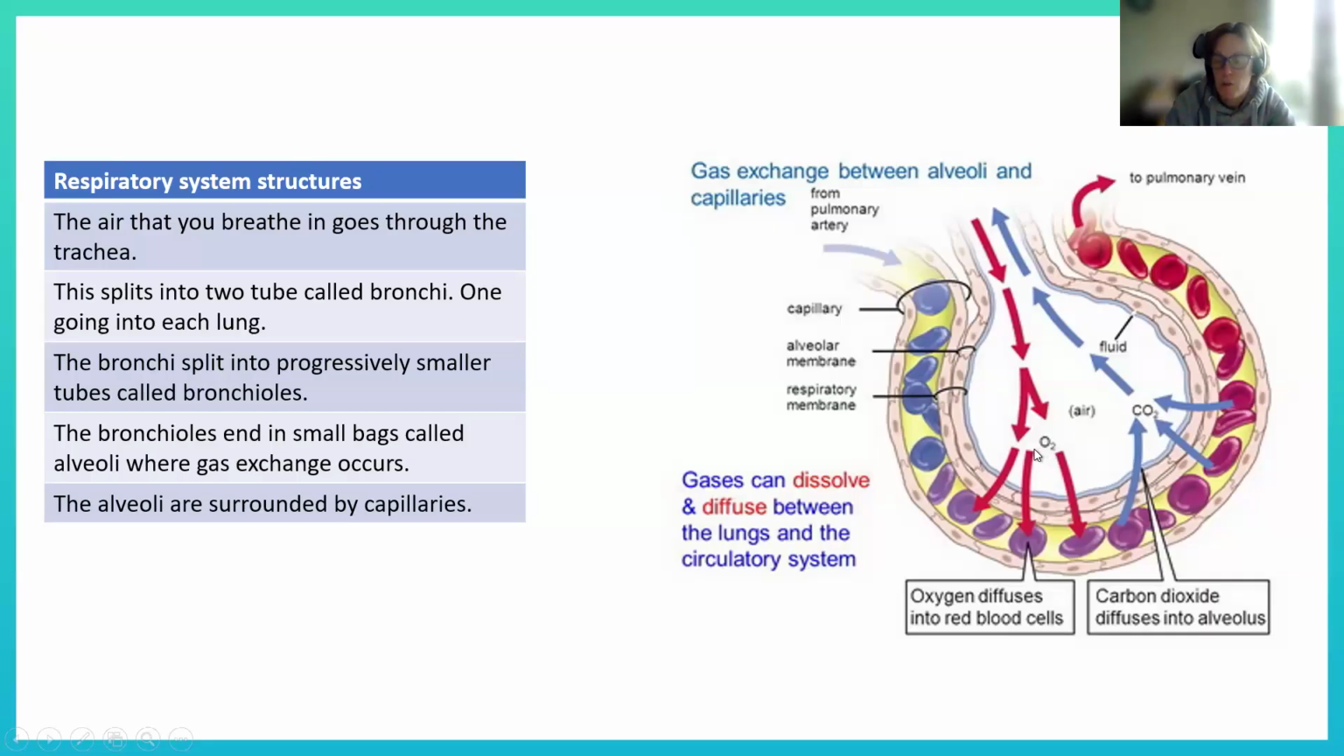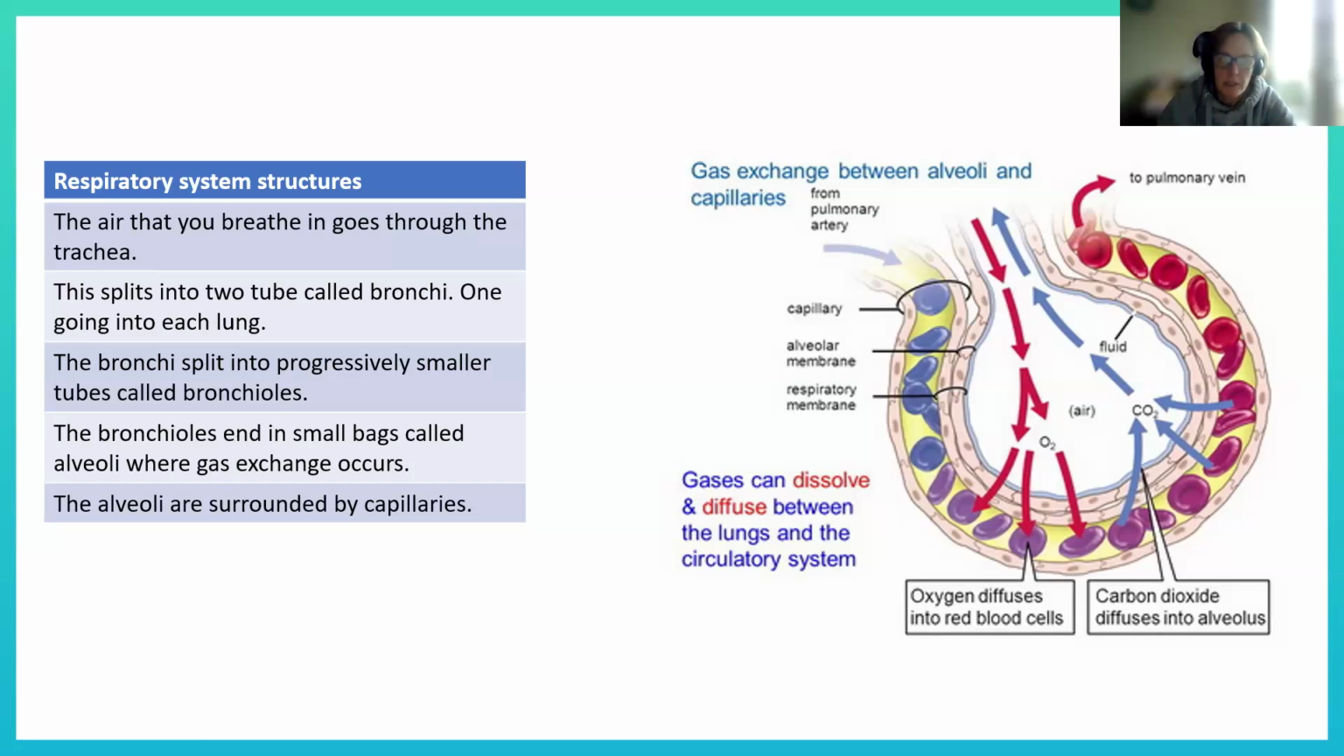Obviously, it's full of nitrogen, oxygen, carbon dioxide, argon, everything else that's in the air. But the main thing we're interested in is the oxygen. That will then diffuse across these membranes and gets picked up by the red blood cells. And as we've learned in previous units, those red blood cells are evolved to carry the oxygen away.